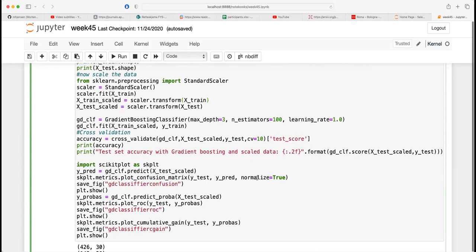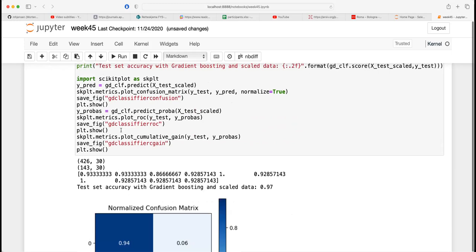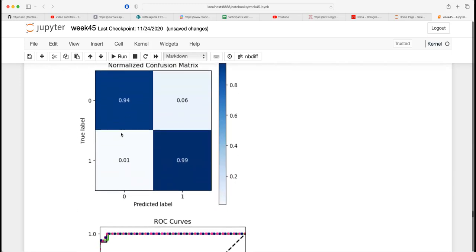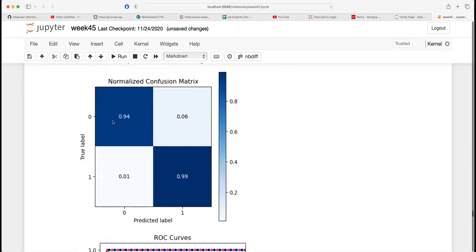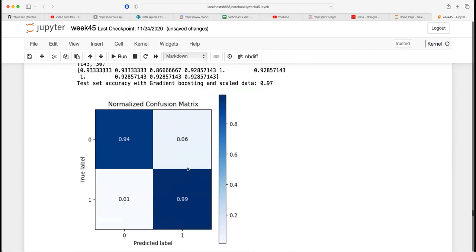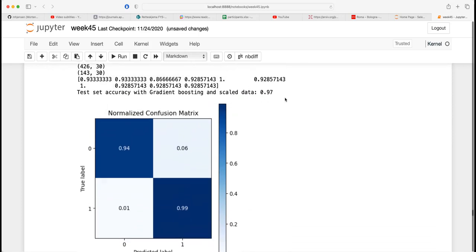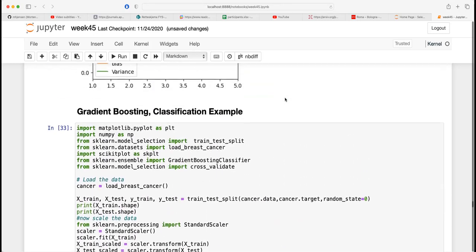So let's see what that gives us. I'm going to plot the same quantities. I'm going to do the confusion matrix, the ROC curve and the cumulative gain. So if I run this case here, you would then see that I get a result for true positive, which is 94%, and 99% for true negative. And the test accuracy with gradient boosting and scaled data is 97% when I take the average of these.